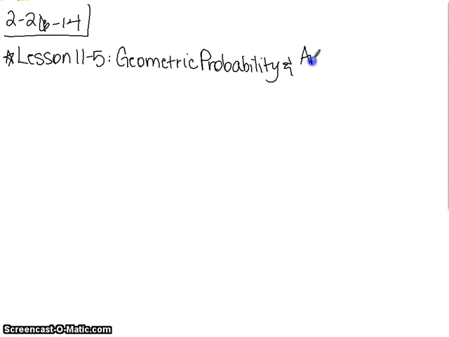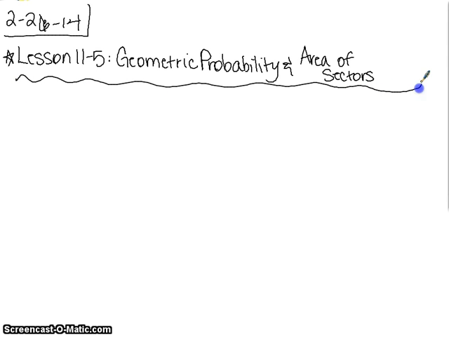and area of sectors. And a sector is actually just a little portion of a circle, okay? So those are kind of the two main pieces to this lesson. Let's start out with geometric probability.